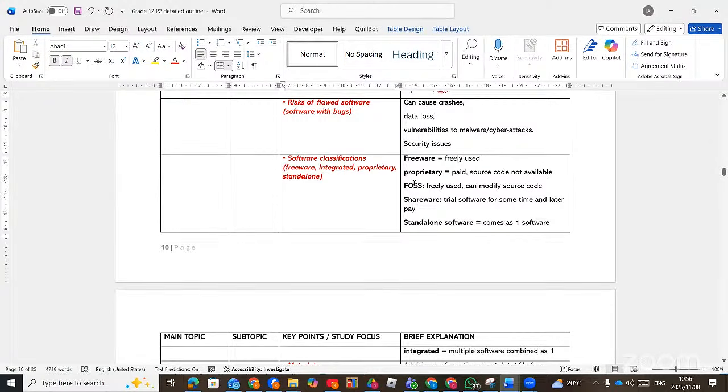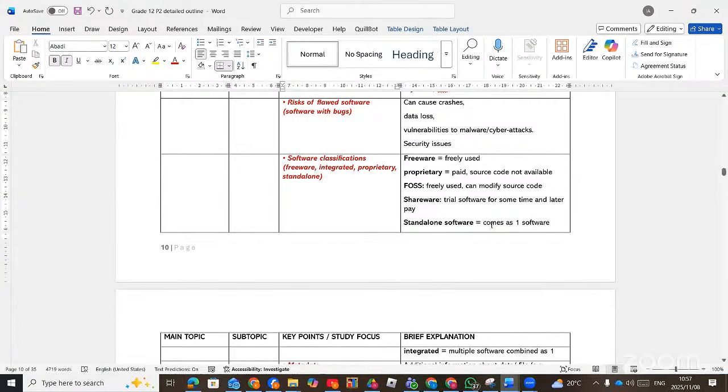Then FOSS, which stands for free open source software. They are software that can be freely used. They can be modified in terms of the source code, so you make changes. Linux is one example of FOSS. Java is also one example. Shareware is trial software that you can use for a specific period of time. Then after that, you pay or you buy it. For instance, you can use it for 3 months or 1 month, sometimes even 1 week. You call it trial software.